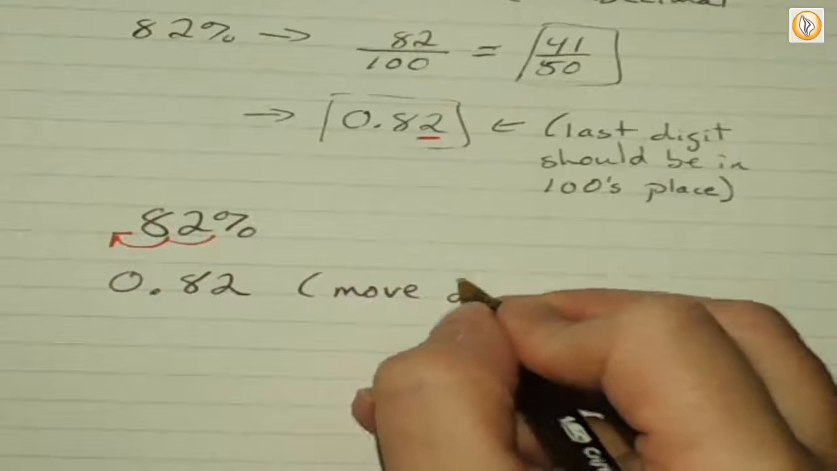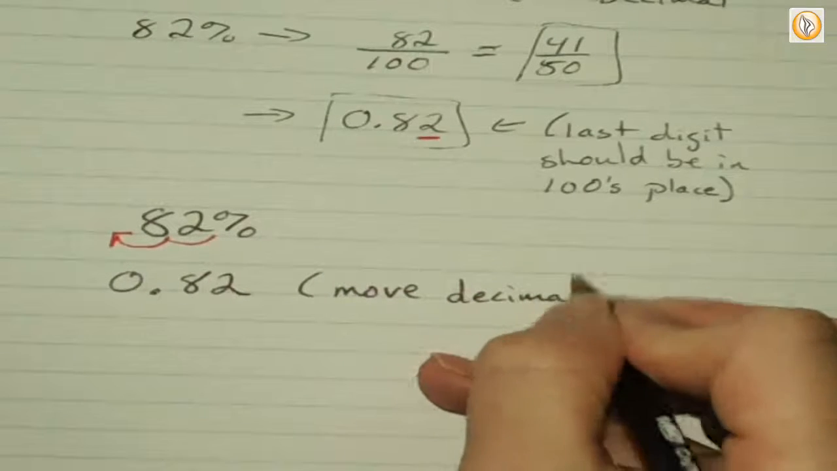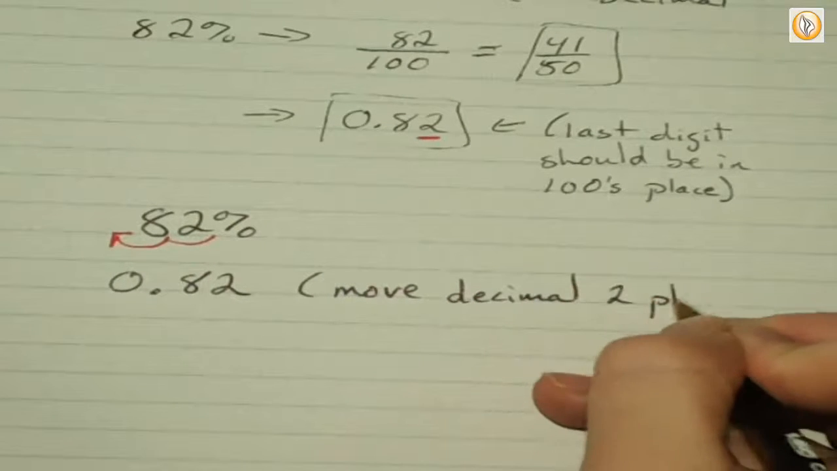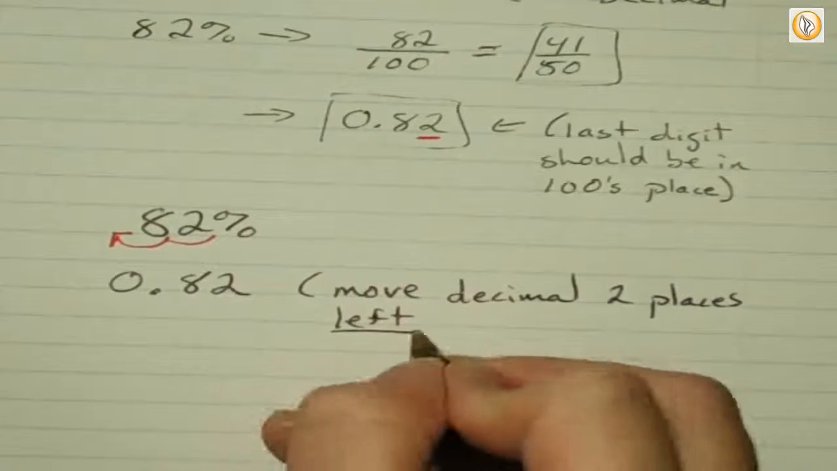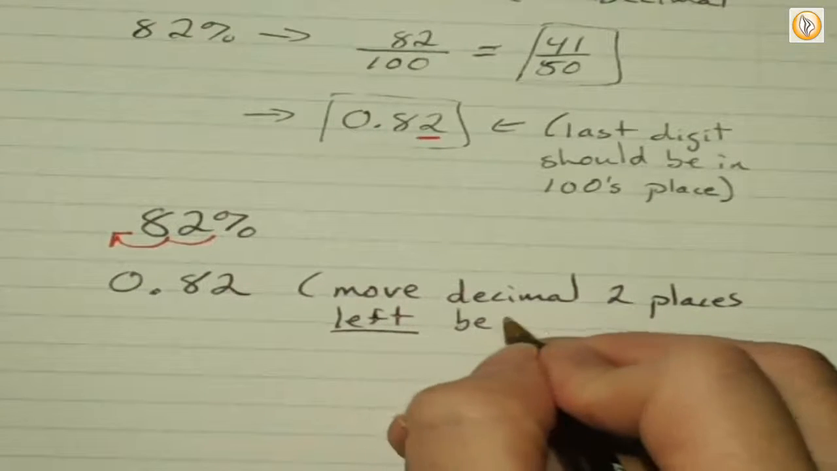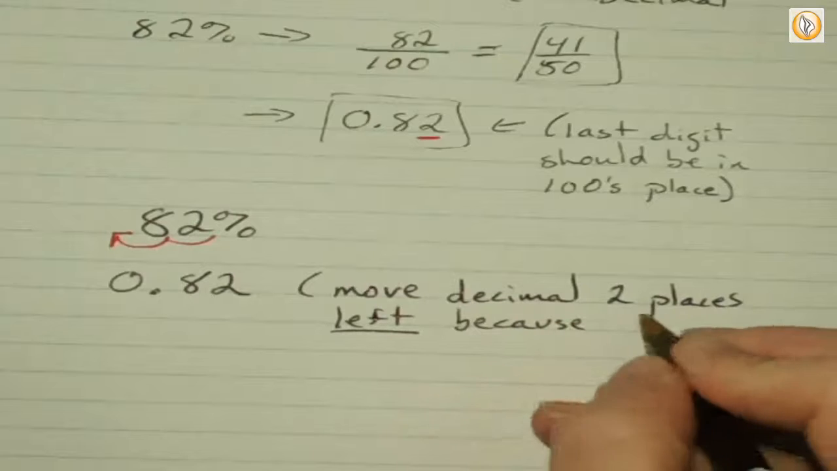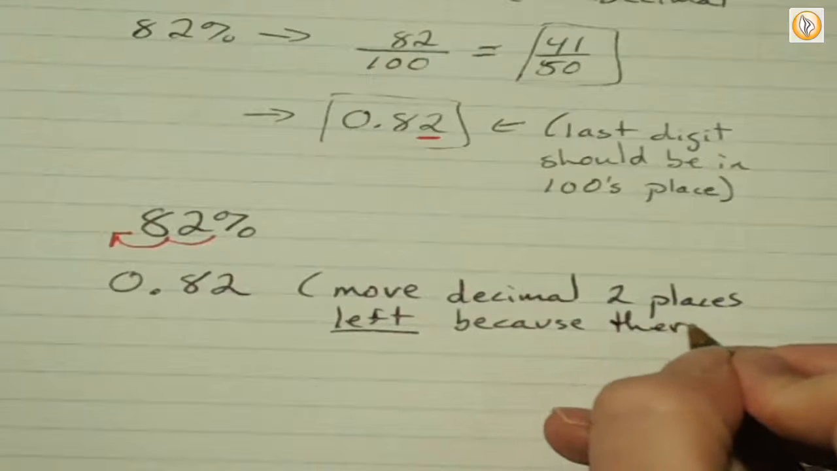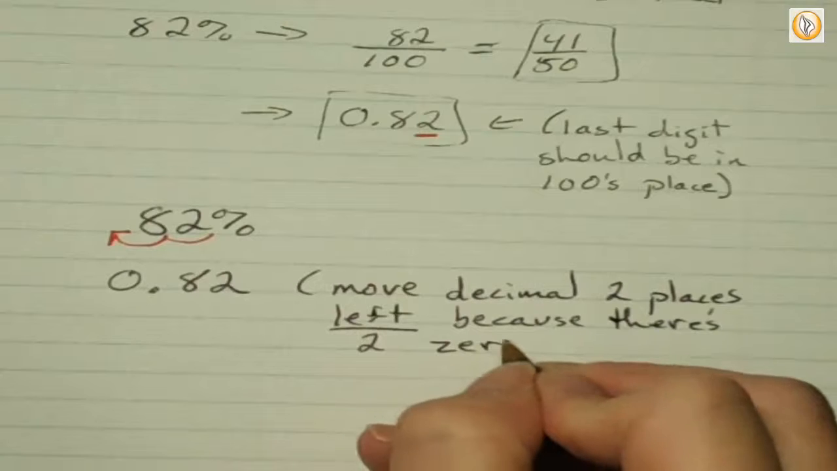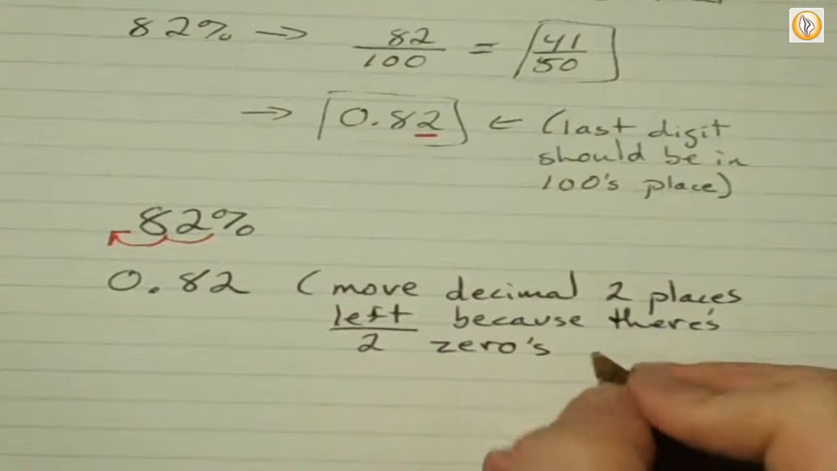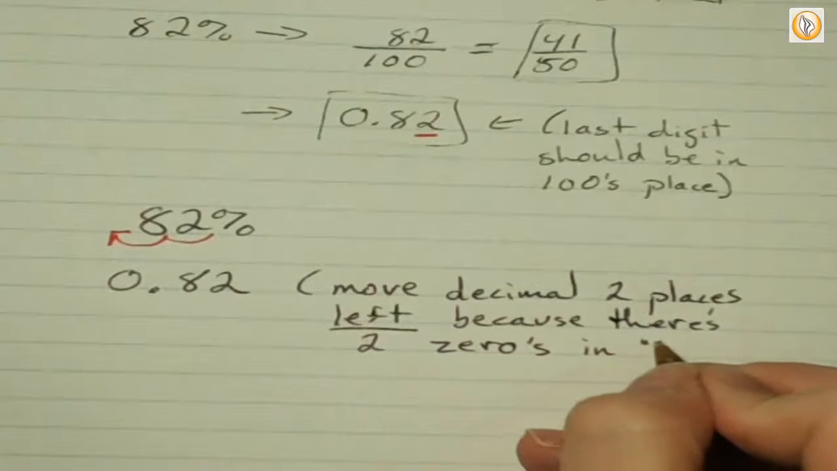Move the decimal 2 places left, because there are 2 zeros in 100.